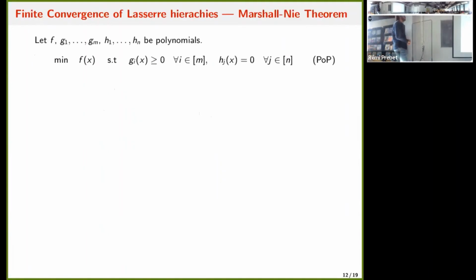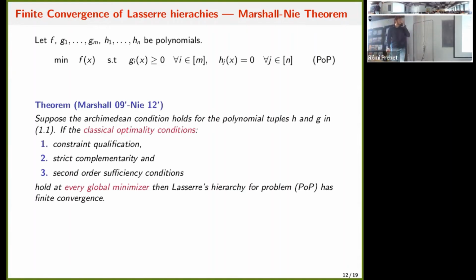And for that, we are going to use a result by Marshall and me that gives sufficient conditions for showing finite convergence of the Lasserre hierarchy. So we have a general polynomial optimization problem: minimizing f(x) such that g_i(x) is non-negative and h_j(x) are 0. Then we would like to minimize f(x). And there's the following theorem that follows from a result by Marshall in 2009 and me in 2012.